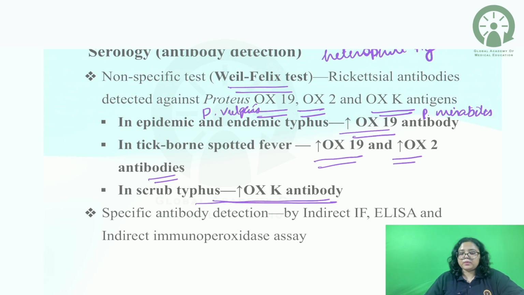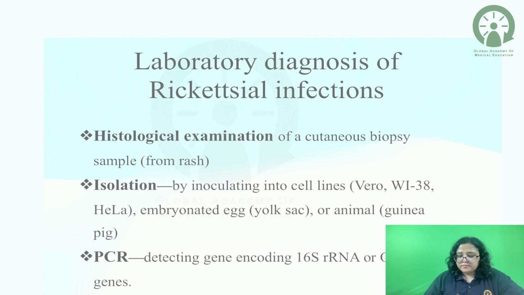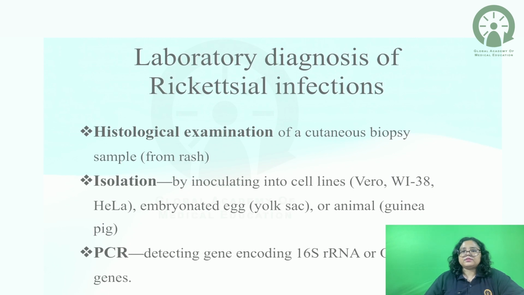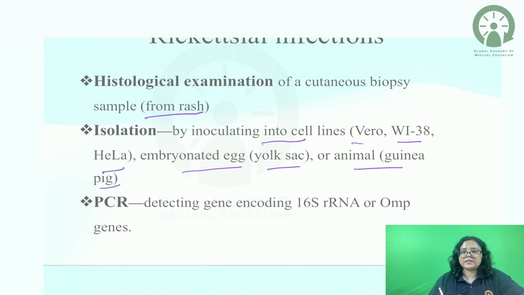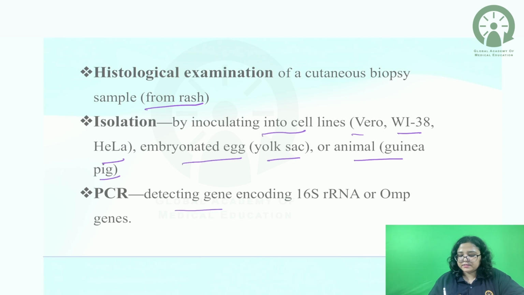Now specific antibody detection is by indirect immunofluorescence, ELISA, enzyme-linked immunosorbent assay, and indirect immunoperoxidase assay. We can also perform laboratory diagnosis by histological examination, taking a biopsy from the rash. We can inoculate it into cell lines, Vero, WI38, HeLa, also by egg inoculation, in the embryonated egg yolk sac or in the animal guinea pig. By polymerase chain reaction, we can detect the 16S rRNA or the outer membrane protein antigen genes.